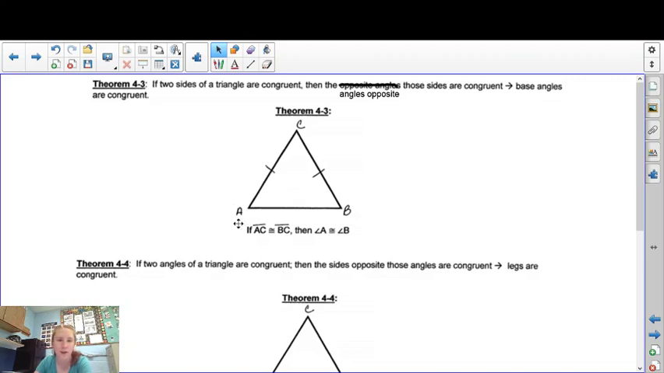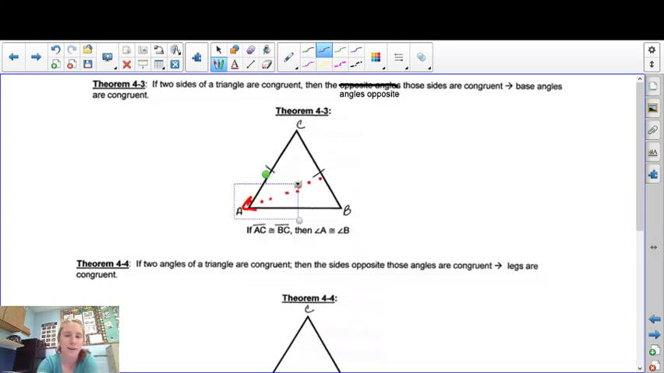So if we're told that AC and BC are congruent, then that means that angle A has to be congruent to angle B. Again, opposite means that if I were to draw an invisible straight line, notice how this angle goes to that side, and this angle goes to that side. They're across from each other, so they are equal.